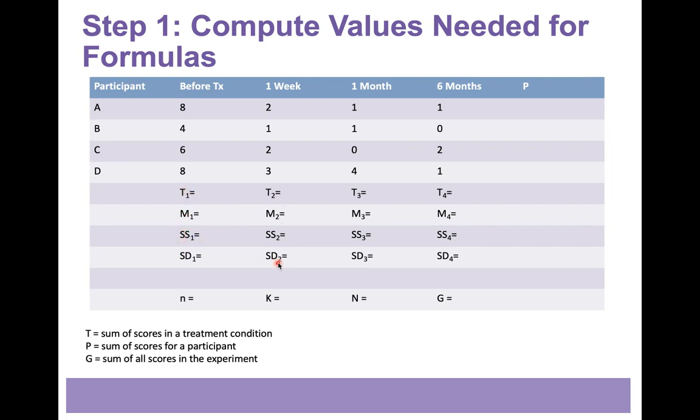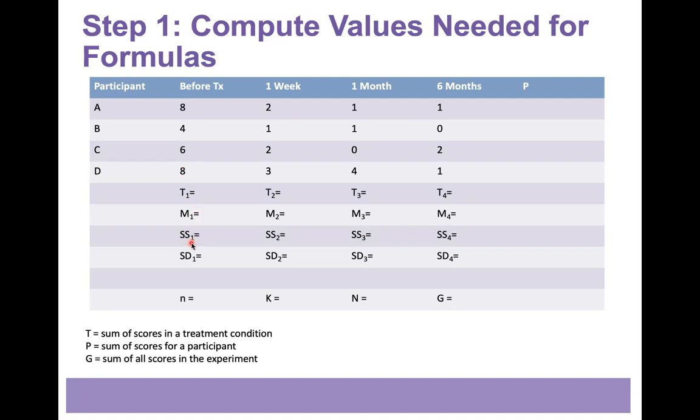Next, we're going to have a few calculations per treatment condition. We're going to have a T1, which is the sum of all scores in the first treatment condition. Then a T2, the sum of all scores in the second treatment condition, so on and so forth for each of our treatment conditions. So we'll have 4 T's, where T is the sum of each treatment condition. We'll then have an M, which is the mean of each treatment condition, right? That's easy. That's just the sum divided by 4 participants.